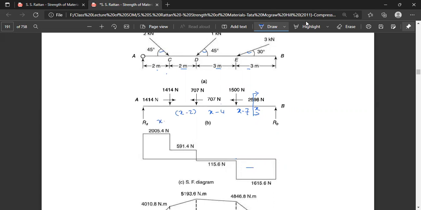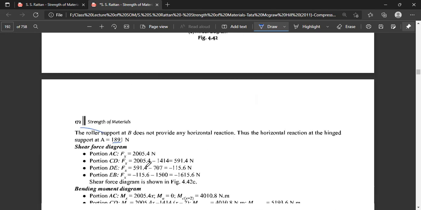So if you multiply it accordingly, since RA, this force 1414 Newton, 707 Newton, and 1500 Newton are all creating anti-clockwise moment. So they create negative bending moment, and 1414 N is creating clockwise moment, so it becomes positive bending moment. So the bending moment diagram will be like this, which is given. The bending moment equation will be like this.